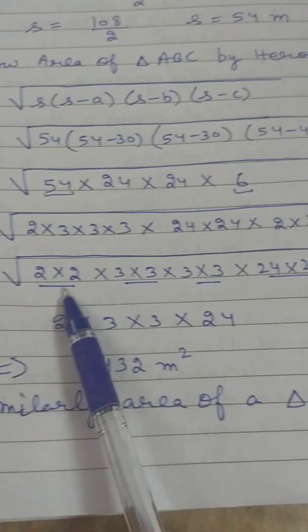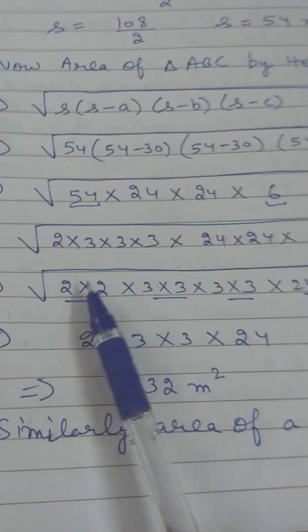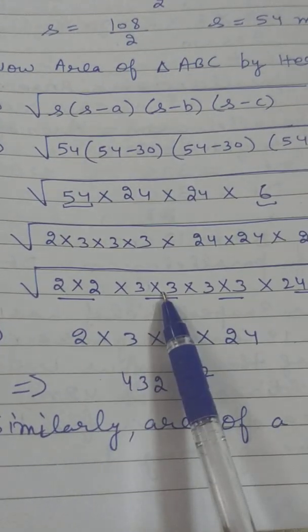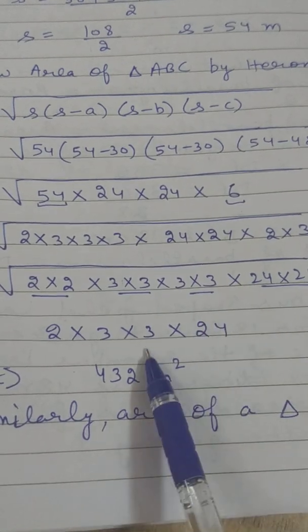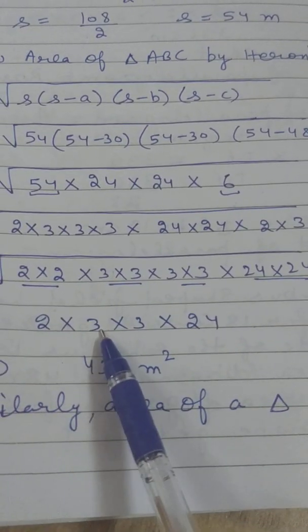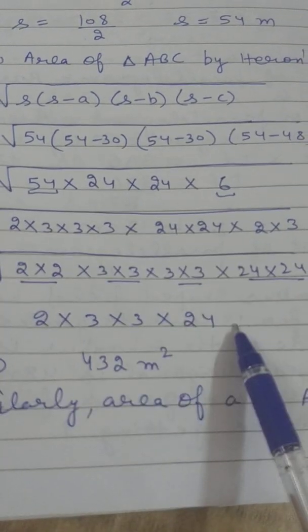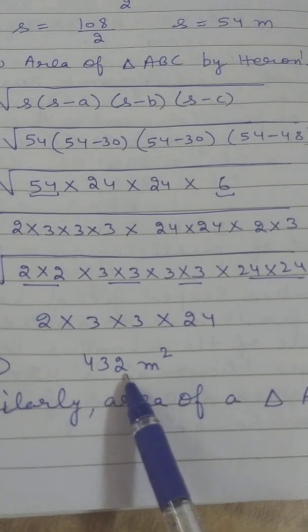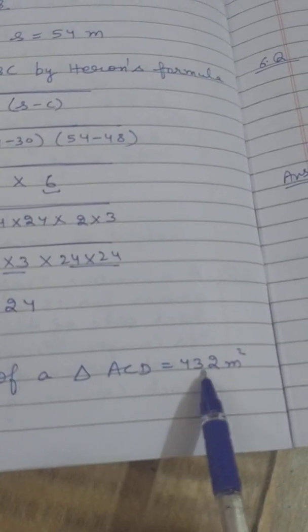Now make pairs of 2, 3 and 24. We form a pair of 2 into 2, giving 2. A pair of 3 into 3, giving 3. Another pair of 3 into 3, giving 3. A pair of 24 into 24, giving 24. 2 3s are 6, 6 3s are 18, 18 into 24, 432 meter square.